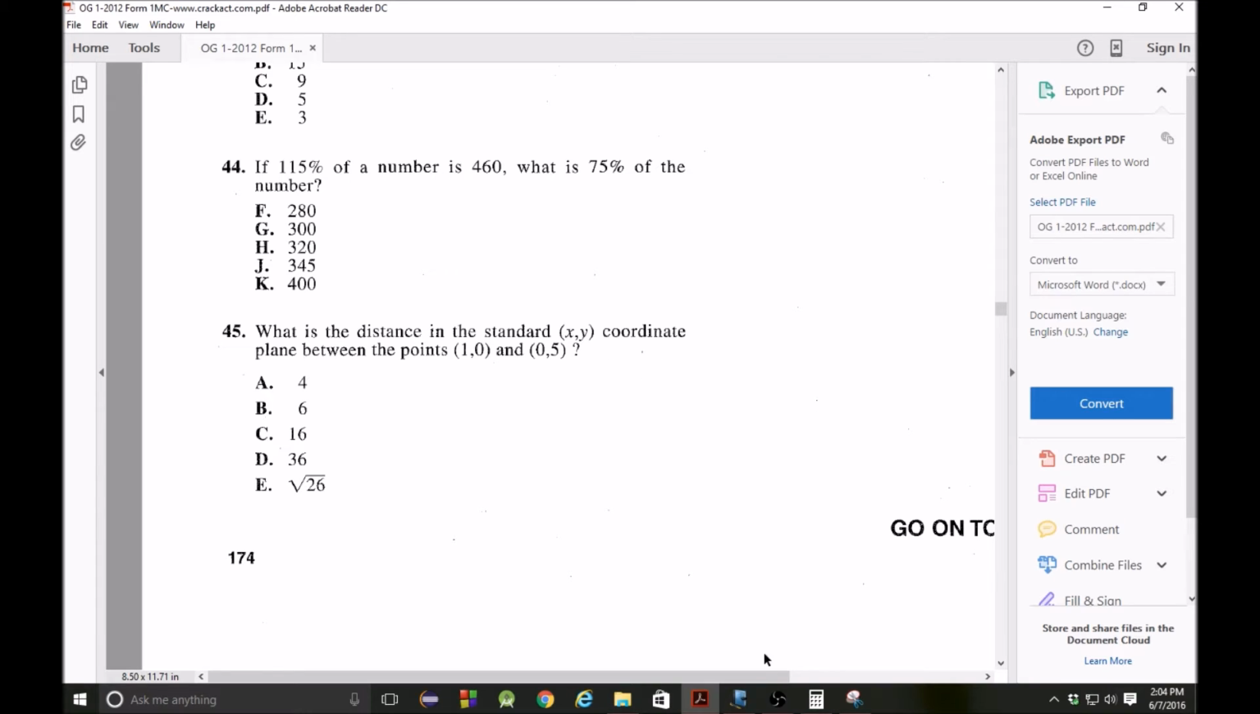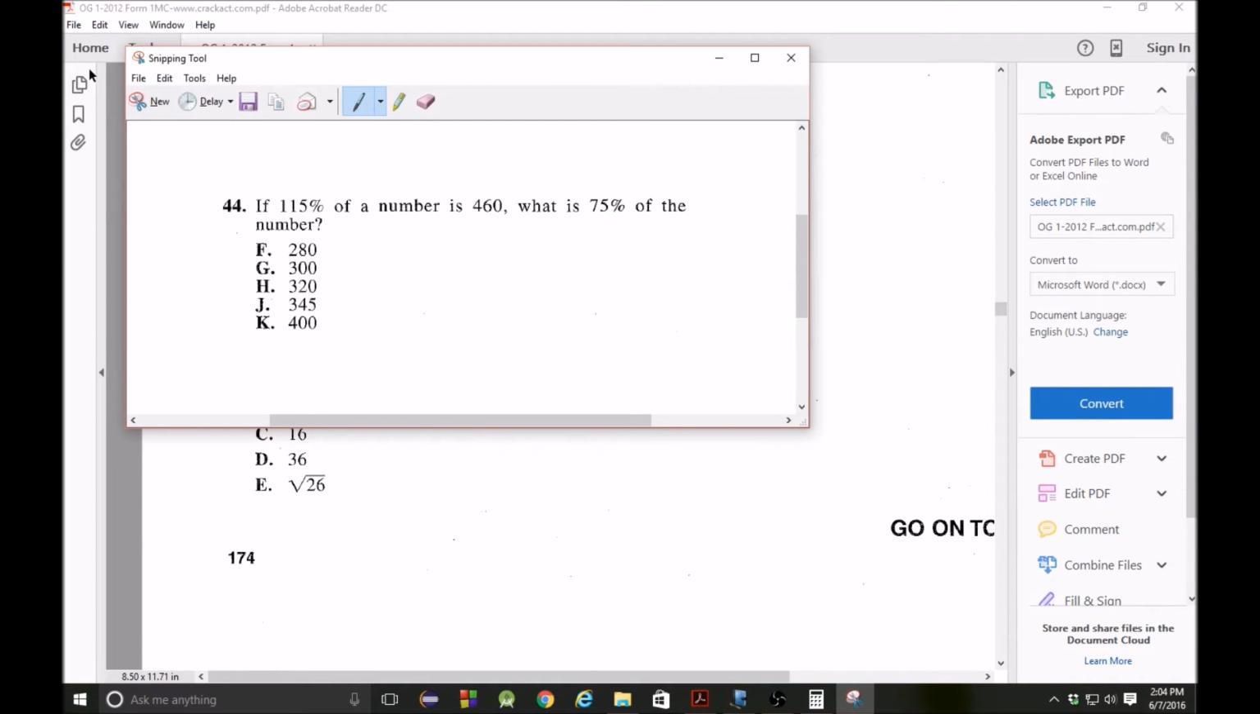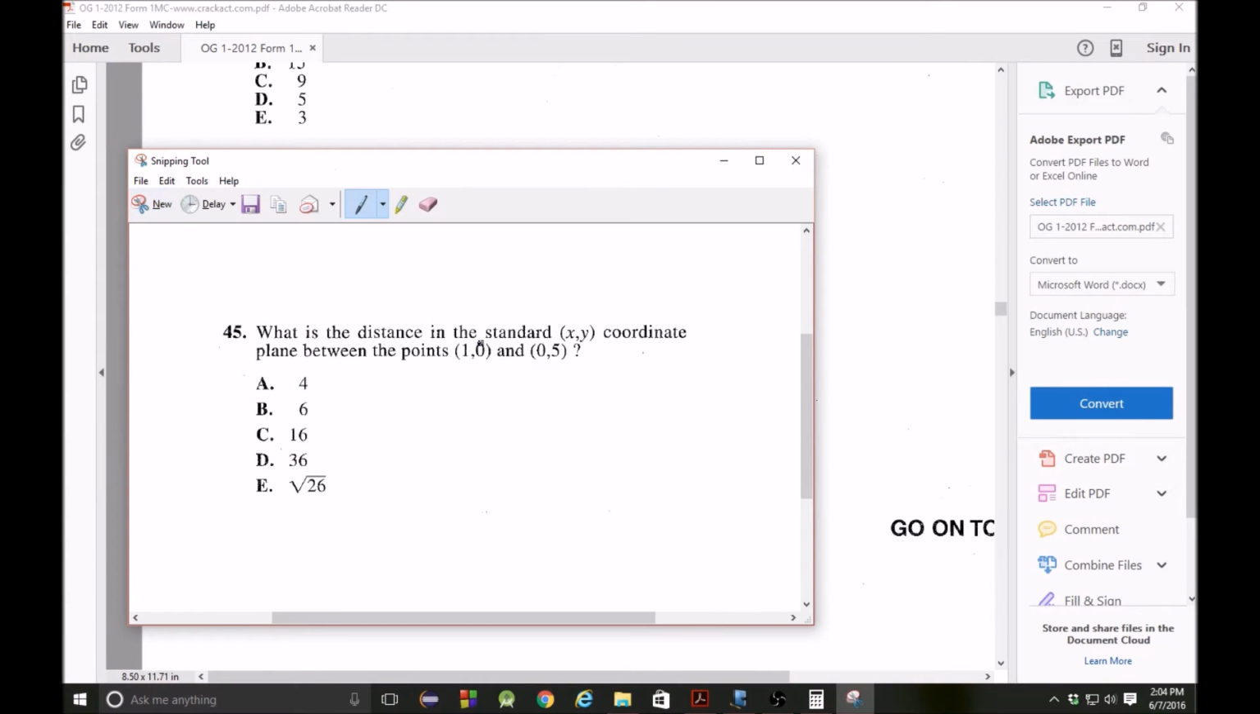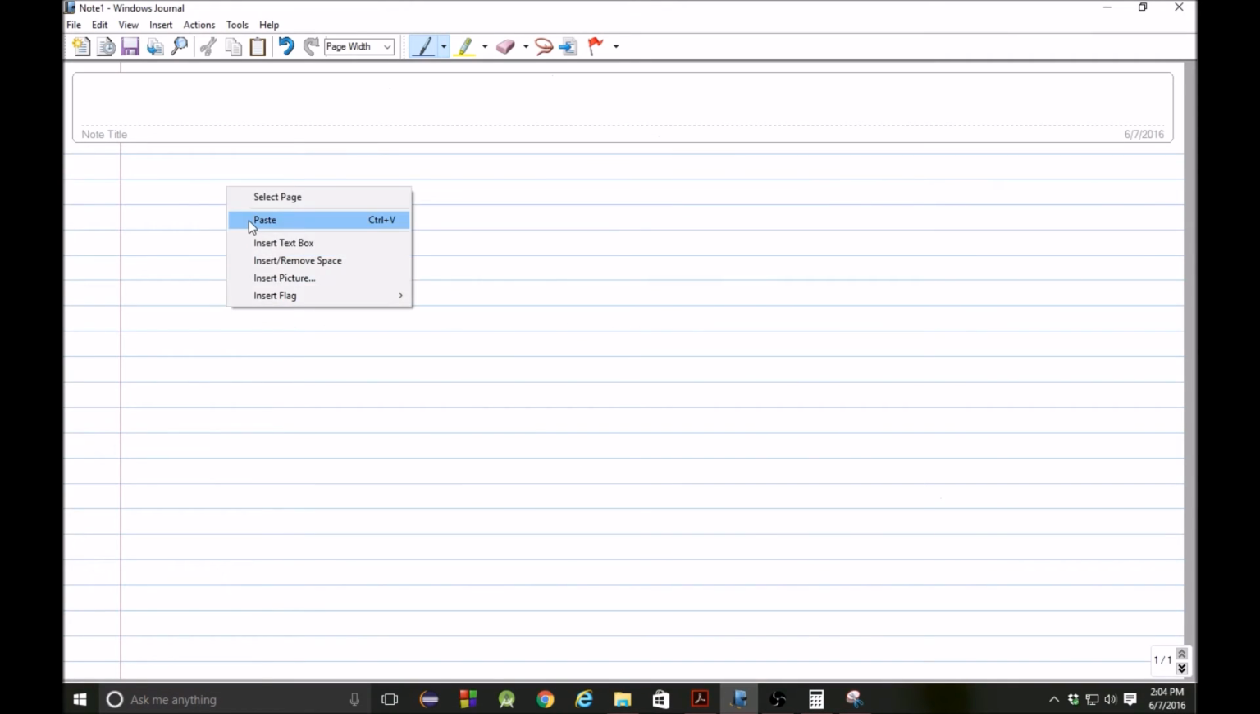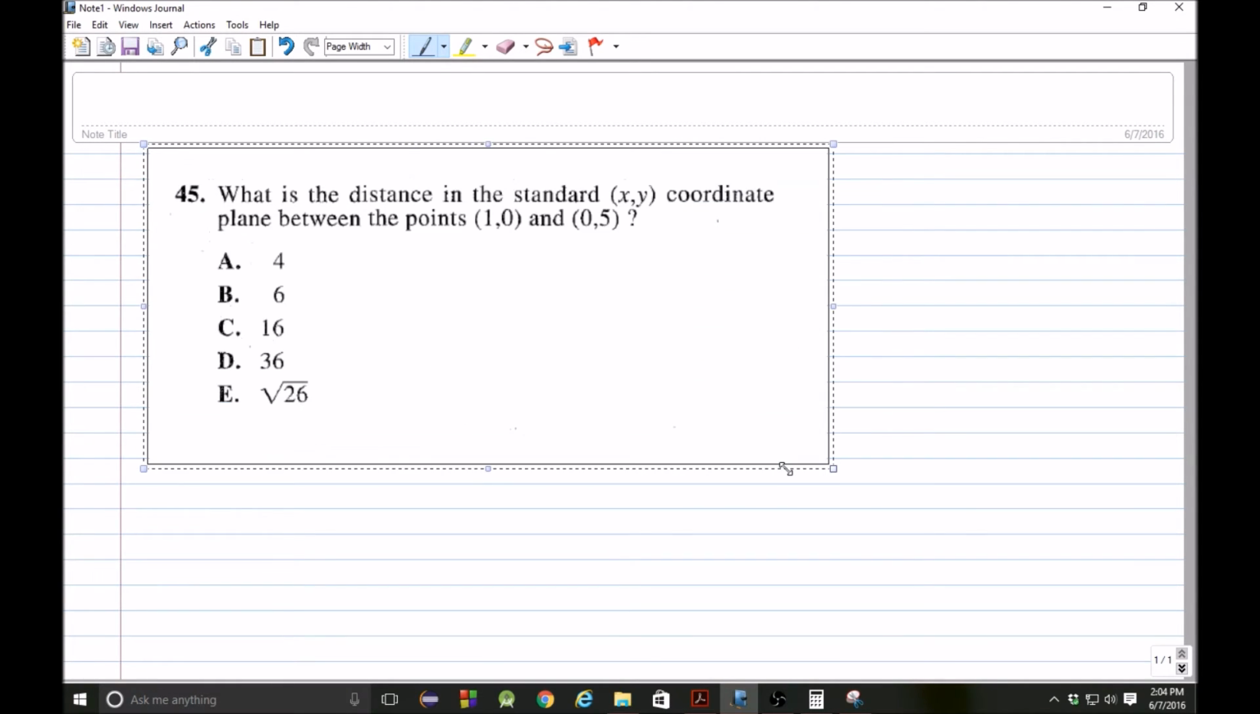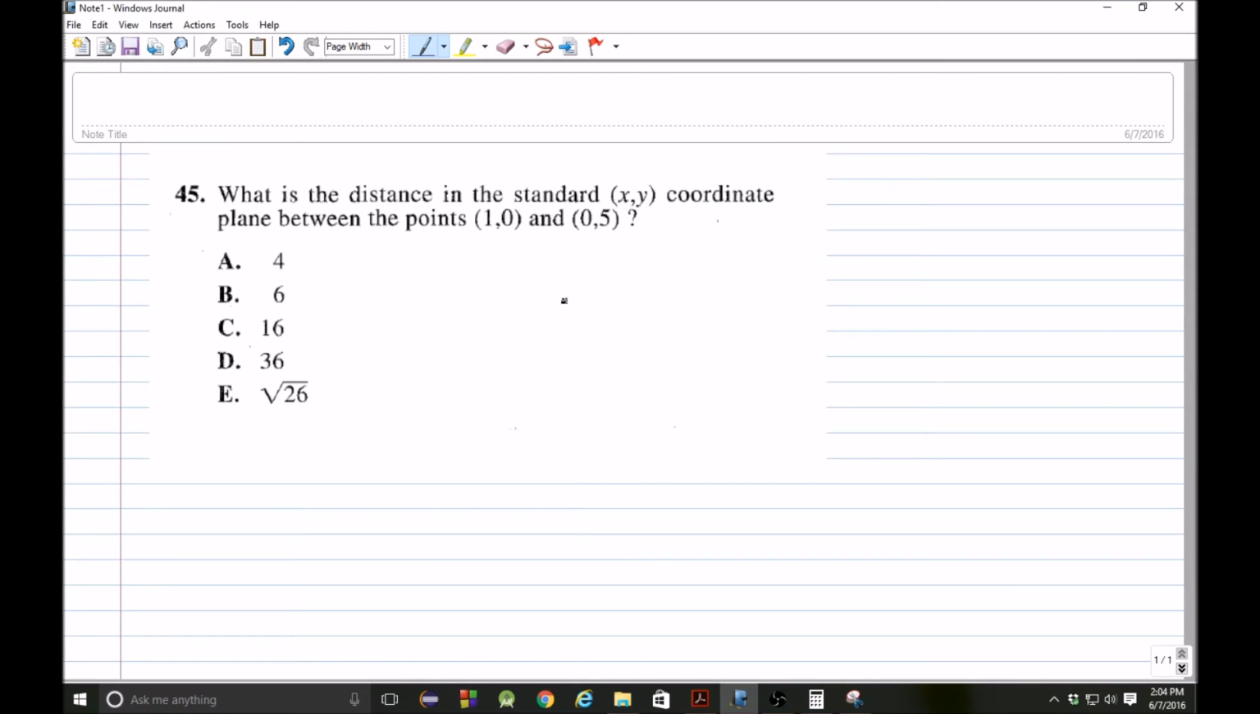This is actually a really simple problem that's coming up. What is the distance in the standard xy coordinate plane between the points (1, 0) and (0, 5)? Okay, we use the distance formula for this, which is the square root of (x2 minus x sub 1) squared plus (y2 minus y sub 1) squared.